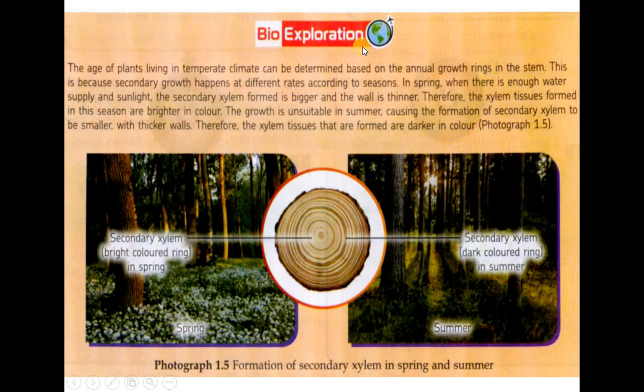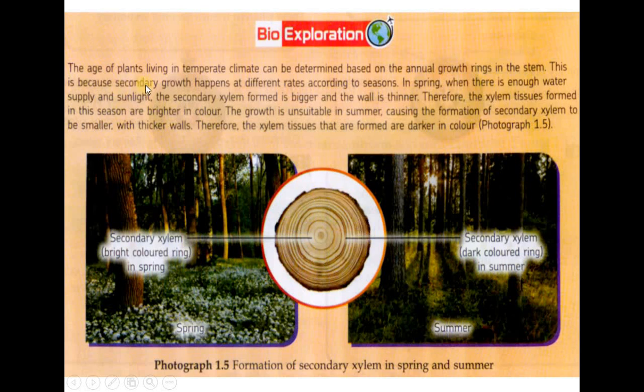Okay, we look at the bioexploration here. The age of a plant living in a temperate climate can be determined based on the annual growth ring in the stem. So you should know the annual growth ring in the stem. So what are they? This is referred to as the annual growth ring of the stem.